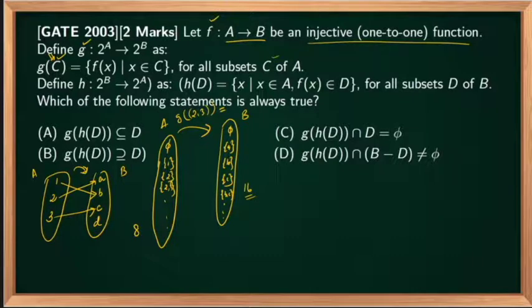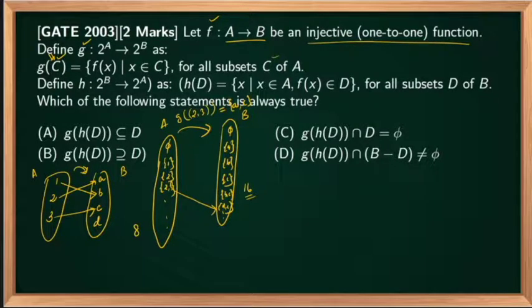f of x, where x is an element of C, right? So I have to pass f of 2. So f of 2 is actually a, and f of 3 is c, right? So basically, 2, 3 is connected to AC. So you will have AC here and 2, 3 is connected to AC, okay? So these are the mappings you have in G. So here you note, 2, 3 is connected to AC.